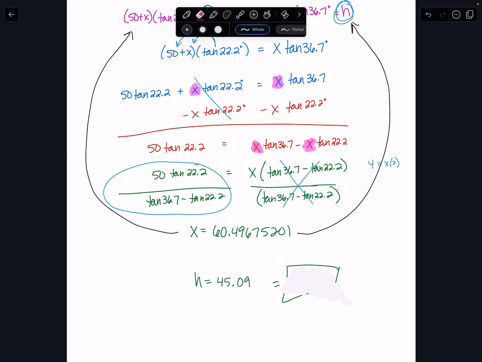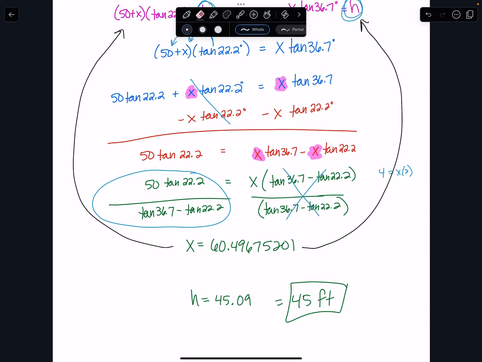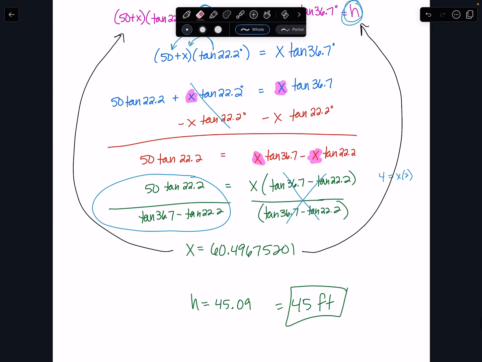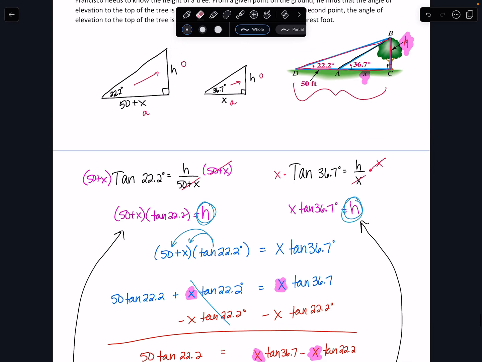I ended up getting h is 45.09. The question says to the nearest foot, so I'm going to say that the height of that tree is approximately 45 feet tall. Hopefully you got the same answer as me. Whew, that was kind of a good one, right? Being able to look at the information, the picture that they gave you, be able to set up your own right triangles and use trig in order to solve.